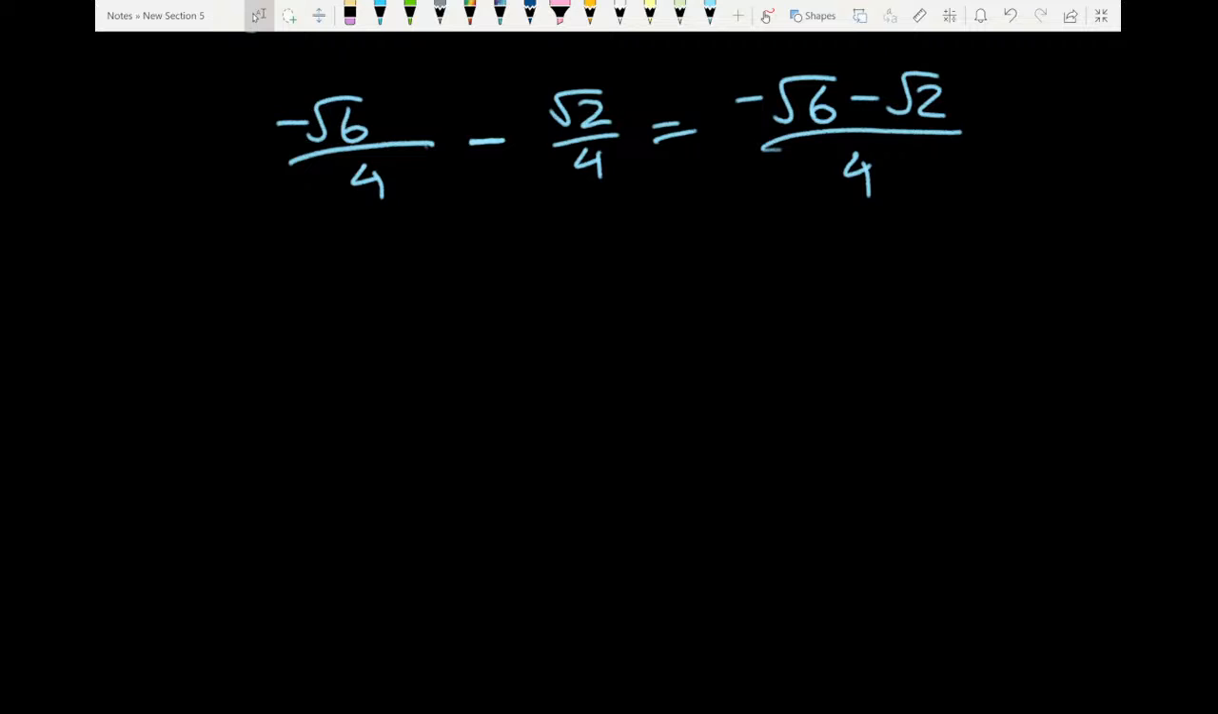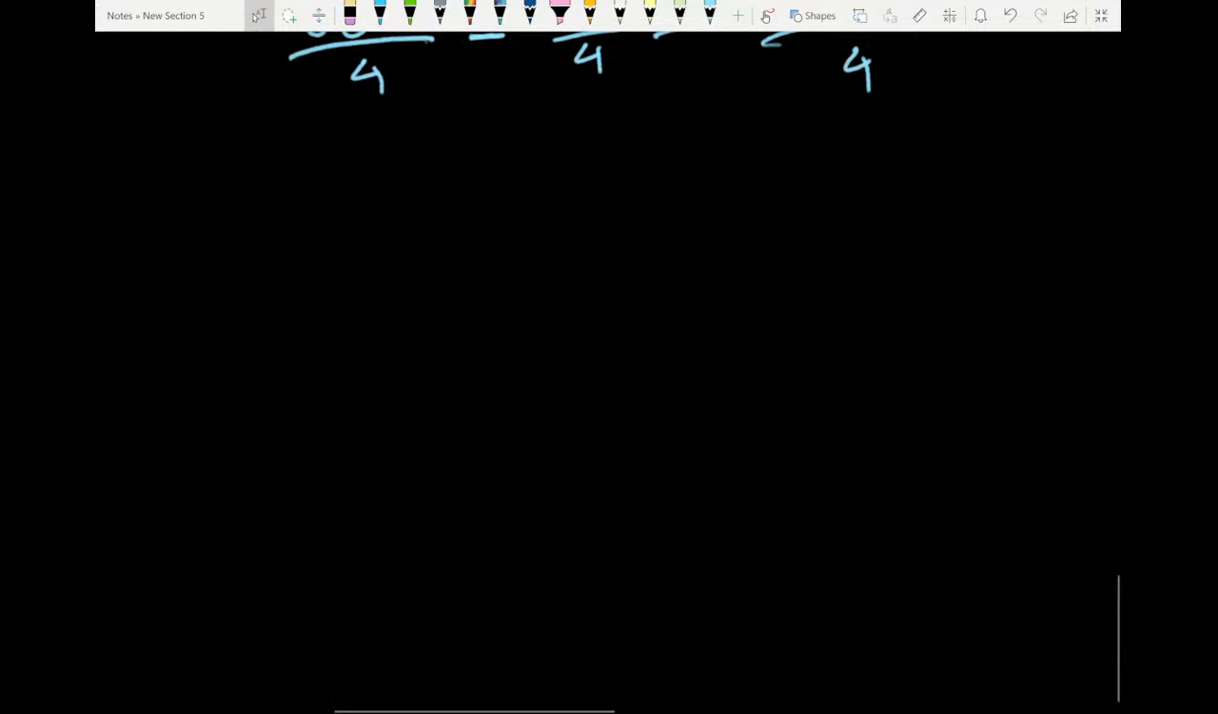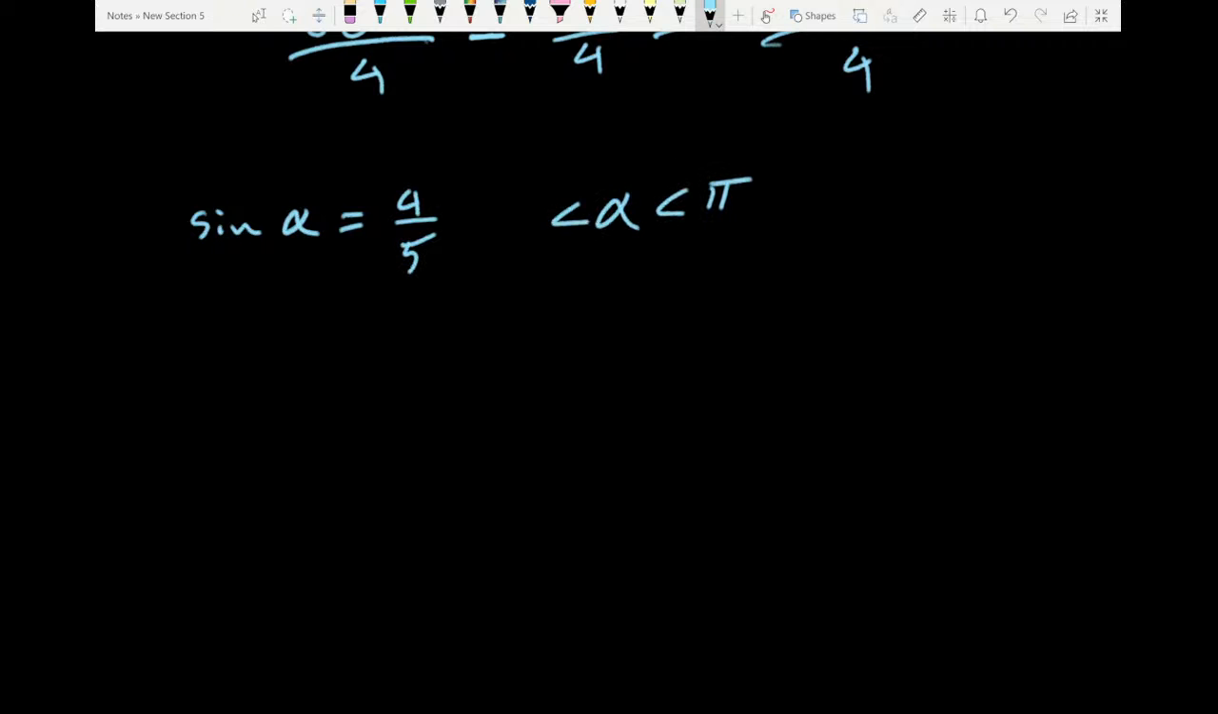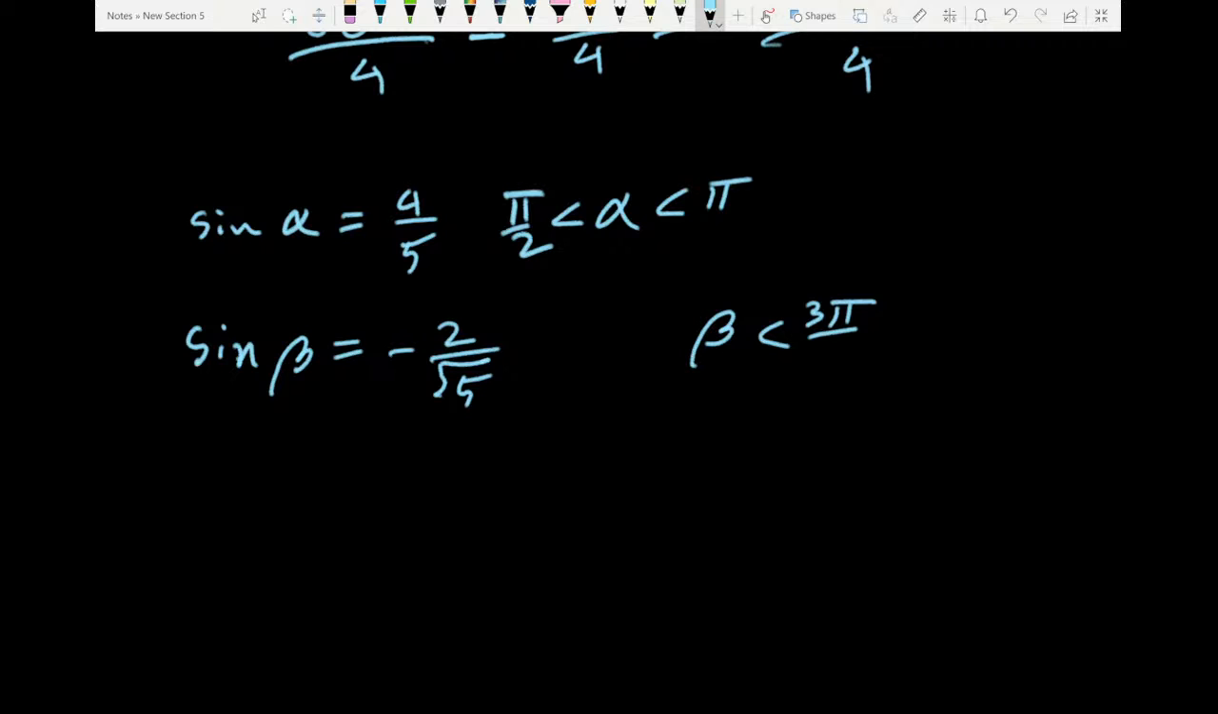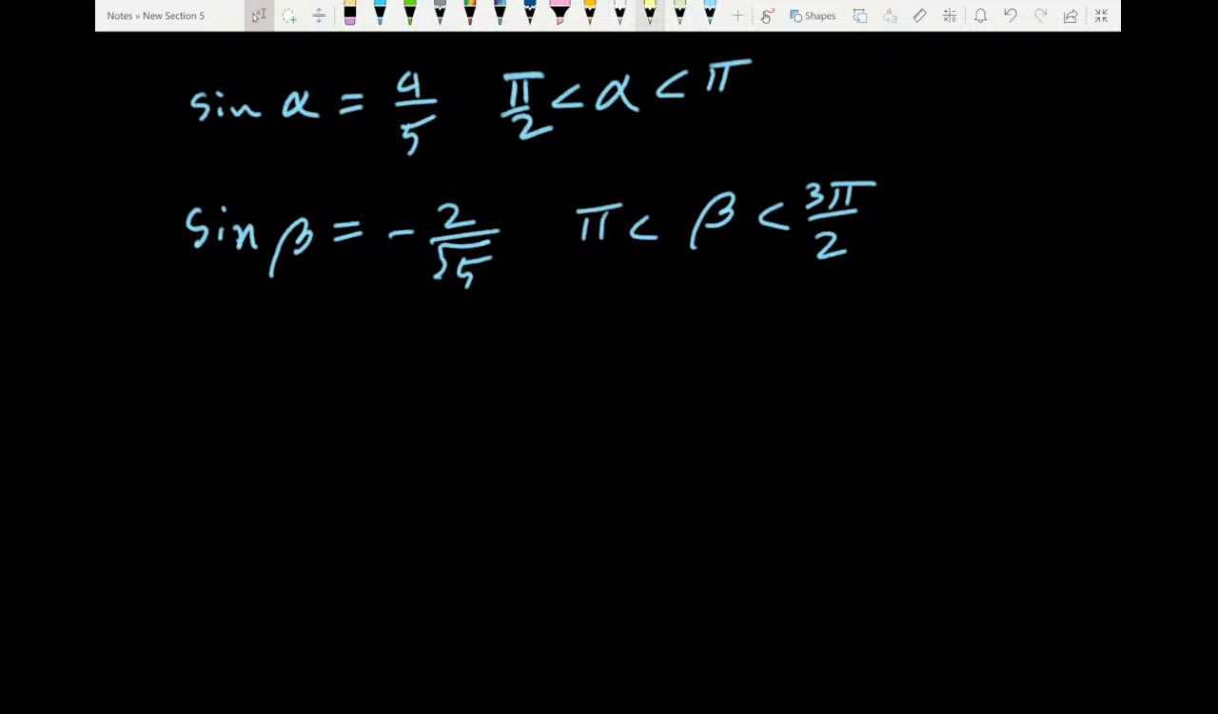Okay, now we're going to make the problem a little bit more interesting. If I say sine of alpha is equal to 4 over 5, and alpha is less than pi but greater than pi over 2, so it's in the second quadrant. And sine of beta is negative 2 over root 5, and beta is in the third quadrant. Let's draw this out. What happens? Let's look.